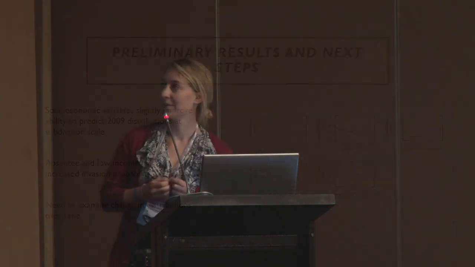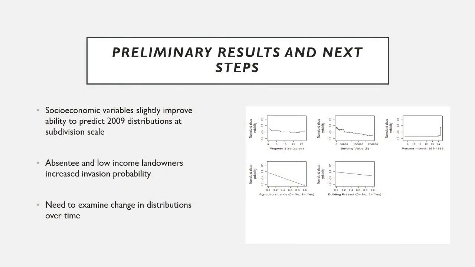So these are some of our preliminary results. We found that at the scale of a large housing subdivision, socioeconomic variables slightly improved our ability to predict Albizia distributions. And we find that two variables in particular are really important. These are absenteeism and low-income landowners. And these two variables increased invasion probability. Our next step will be to examine whether these same variables predict changes in distribution of Albizia over time.